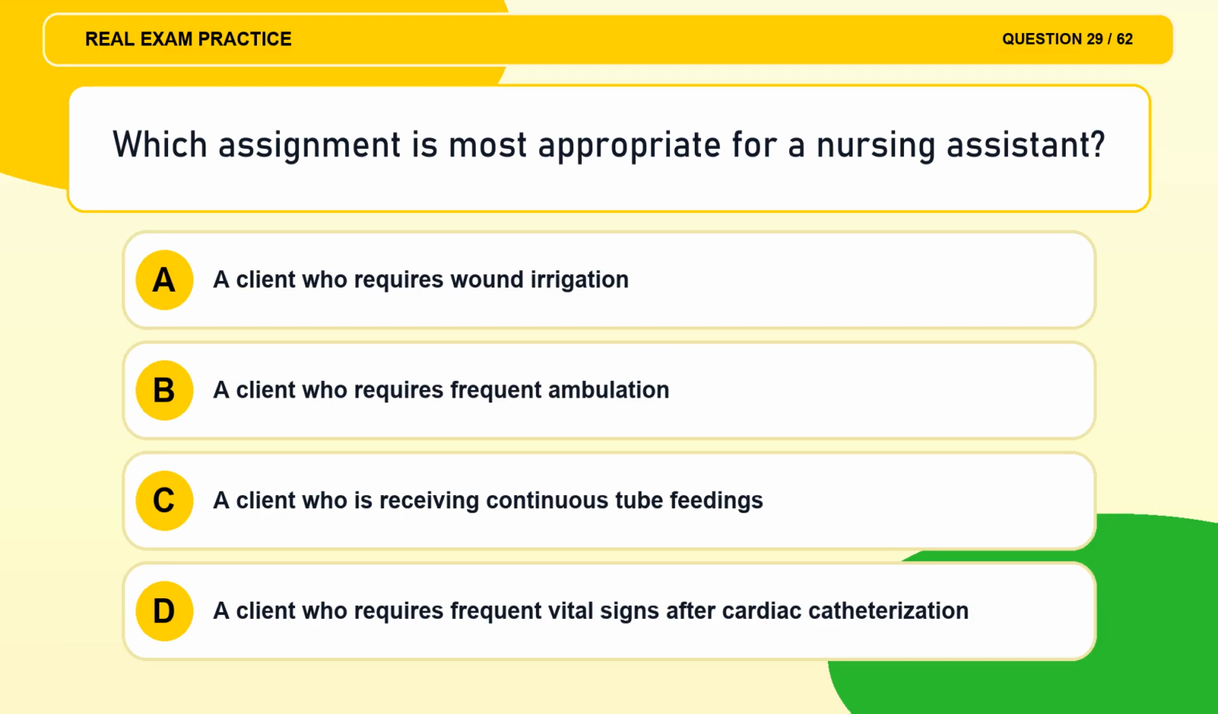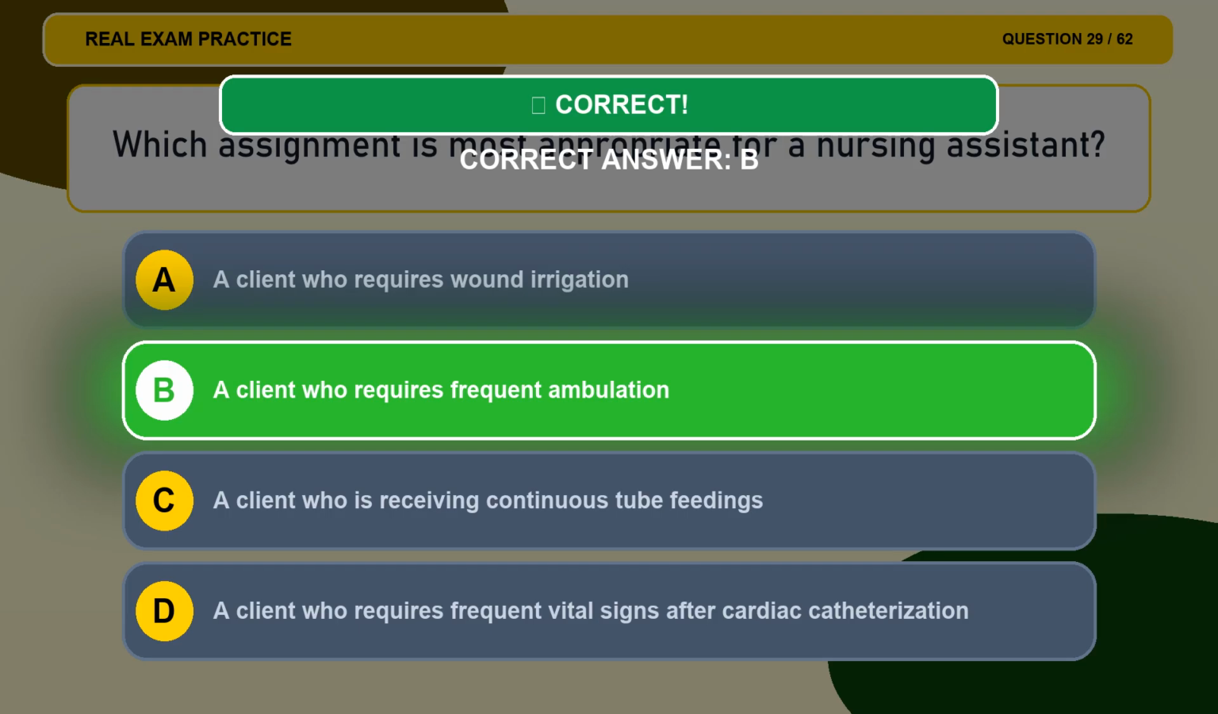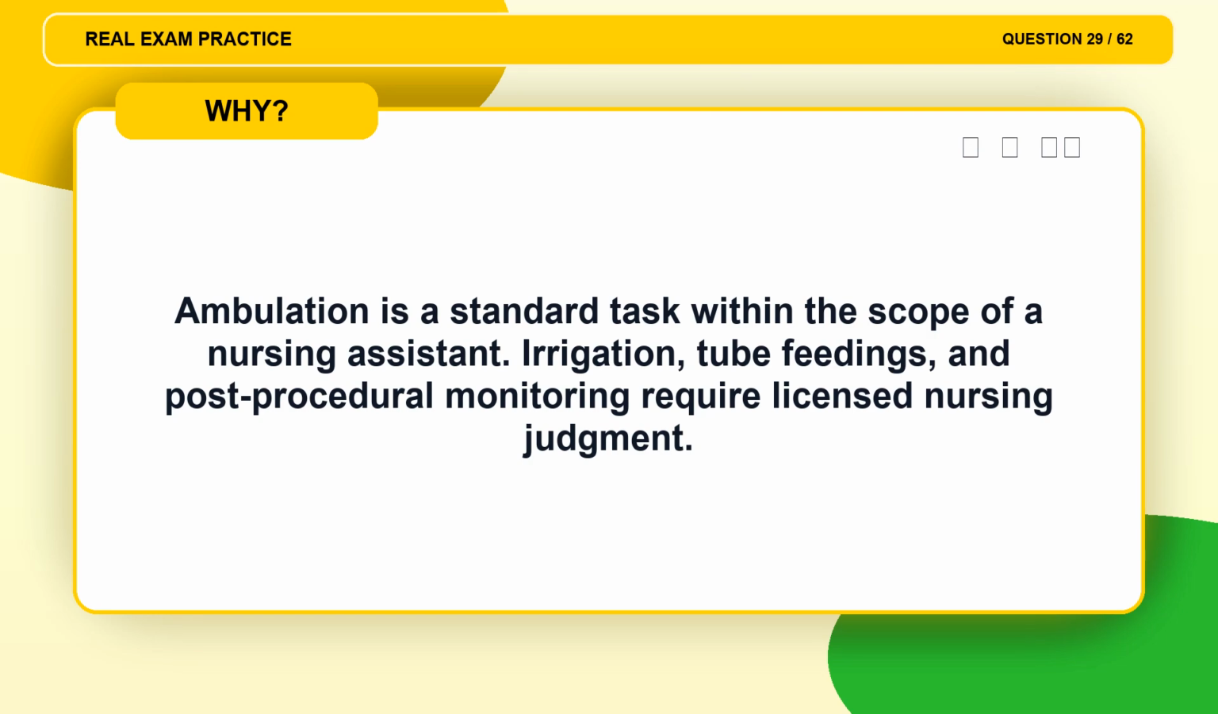Question 29. Which assignment is most appropriate for a nursing assistant? Option A, a client who requires wound irrigation. Option B, a client who requires frequent ambulation. Option C, a client who is receiving continuous tube feedings. Option D, a client who requires frequent vital signs after cardiac catheterization. The correct answer is Option B, a client who requires frequent ambulation. Ambulation is a standard task within the scope of a nursing assistant. Irrigation, tube feedings, and post-procedural monitoring require licensed nursing judgment.